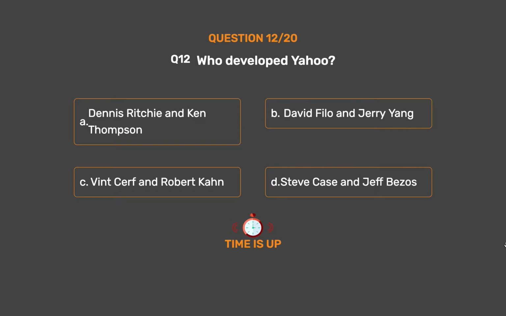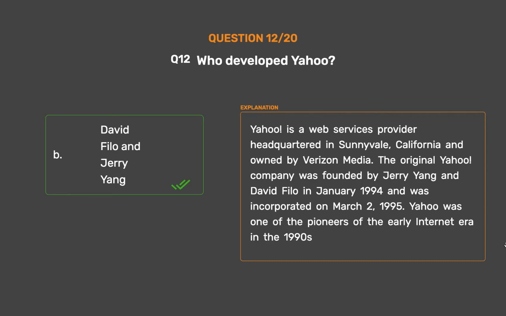The correct answer is Option B. David Filo and Jerry Yang. Yahoo is a web services provider headquartered in Sunnyvale, California and owned by Verizon Media. The original Yahoo company was founded by Jerry Yang and David Filo in January 1994 and was incorporated on March 2, 1995. Yahoo was one of the pioneers of the early Internet era in the 1990s.